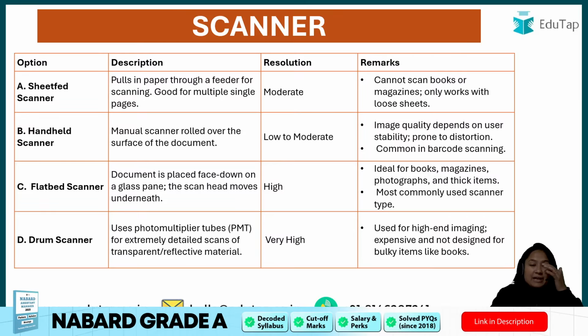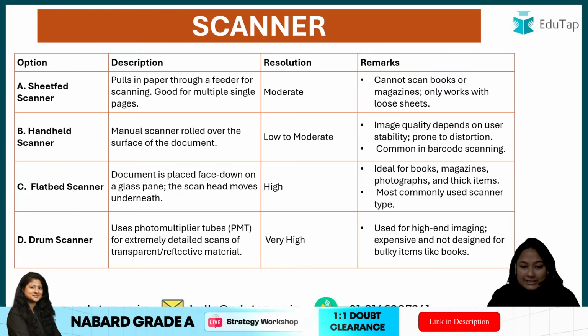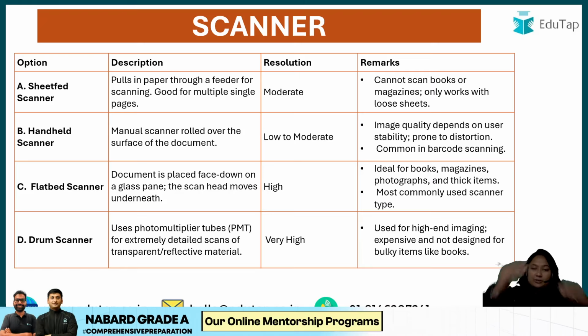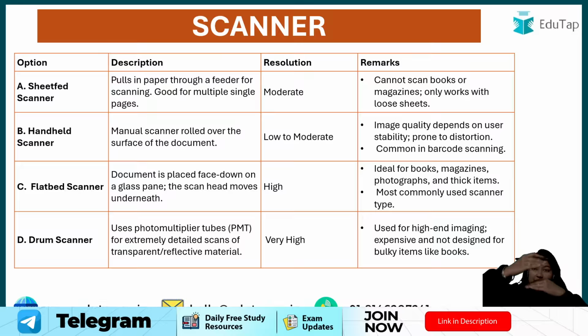Alright, next we have drum scanner. Now drum scanner, what happens? It uses photomultiplier tubes and gives an extremely detailed scan for transparent and reflective material. So the detailing here is very very good. Now how does it work? In a drum scanner, a drum is there, over it we have the PMTs. The whole drum will move through your paper, it will scan it and it will give you the high end result. So this is the drum scanner.